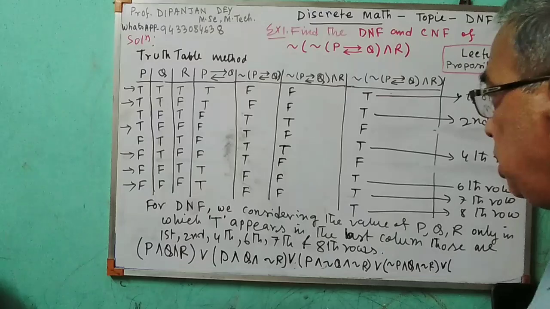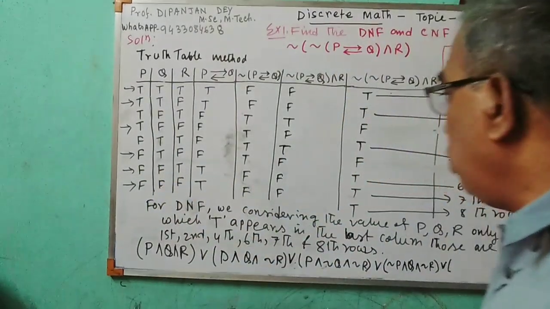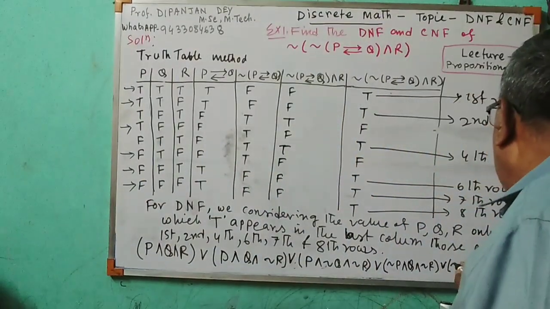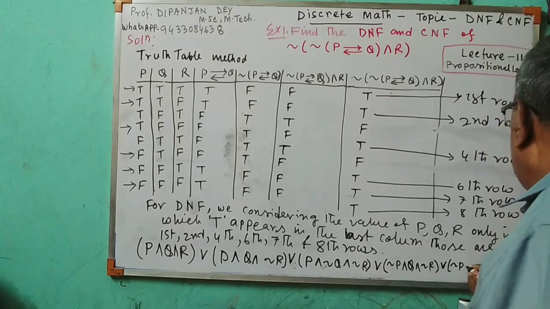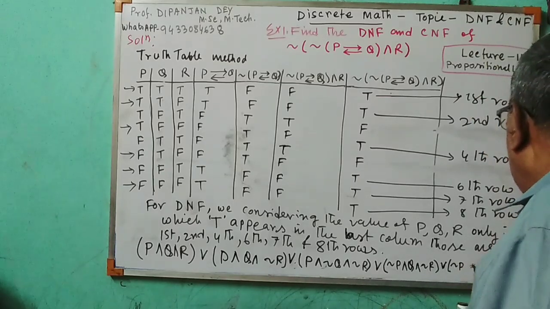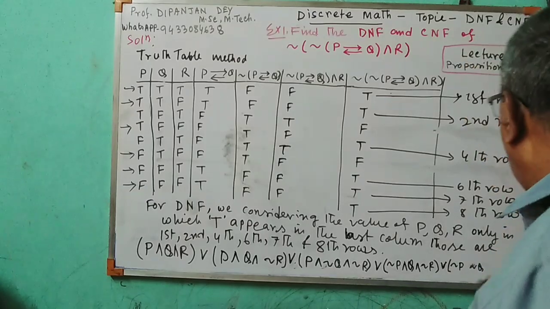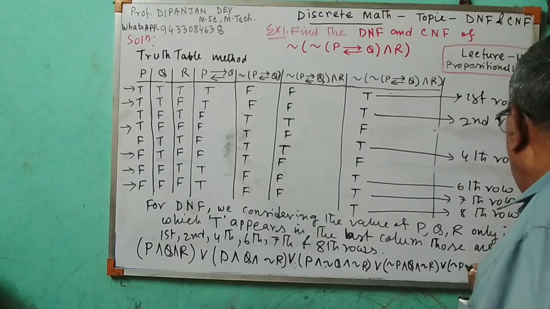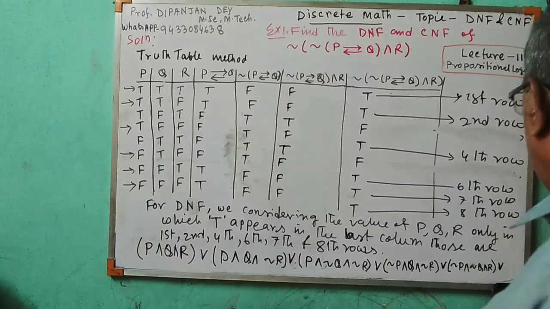Next, this is for seventh. So false, true. P is false. So negation P. Q is again false. So negation Q. False, then true. That is R. So here will be conjunction, here will be conjunction, outside disjunction, outside disjunction.